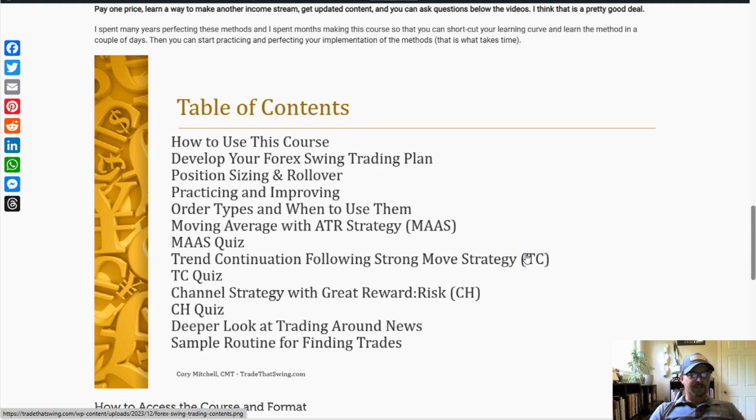So we do have lots of these periods where the price channels, and we want to be able to take advantage of those periods. These first two strategies take advantage of those trending strong movement periods, and the channel strategy takes advantage of more of those choppier type periods in the price action.